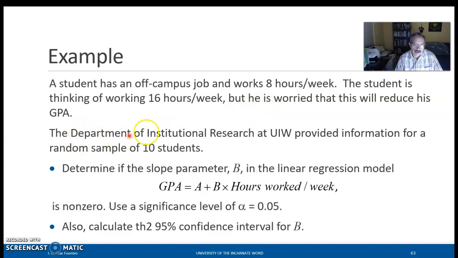So we have the data that the Department of Institutional Research at UIW provided for 10 students. And as we did before, we fitted a simple regression model to that data. And now we want to see if the slope parameter in the population model is non-zero, and we want to do that at a significance level of 0.05. We also want to calculate the 95% confidence interval for B, for the slope parameter. All right, let's do this.